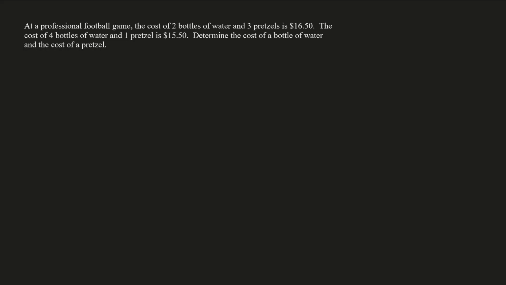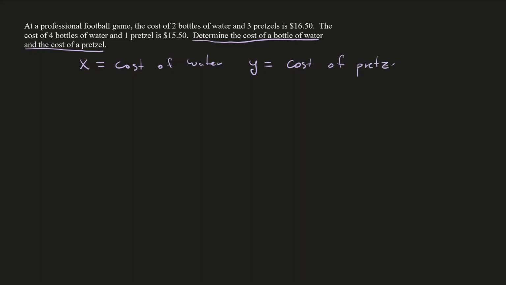Looking at this, what I usually do in order to determine what variables we have, which we need to figure out what we're solving for, is look at the question. Determine the cost of a water bottle and the cost of the pretzel. So I'm going to say x is equal to the cost of water, and y is equal to the cost of a pretzel. Those are our 2 variables that we need to solve. Those are the things that we need to determine. I usually look at the last part, the question that's being asked, to determine the variables, because usually it's in there.